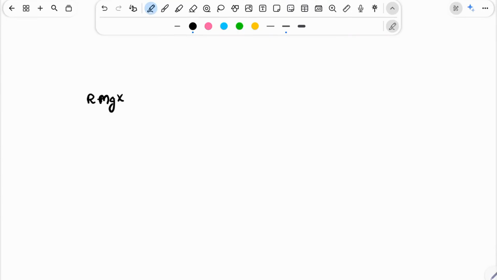Now, we are going to take this Grignard reagent and see how it reacts with aldehydes. I am just going to take formaldehyde.